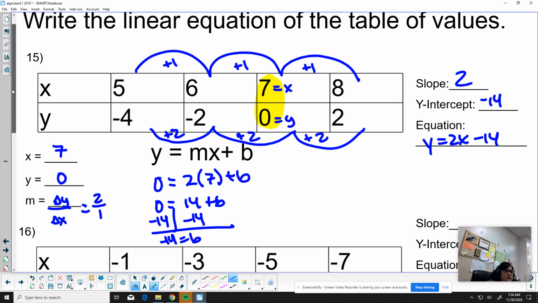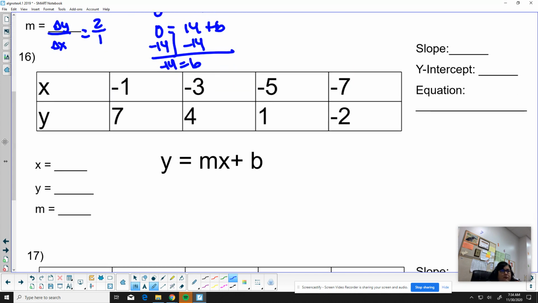So press pause and you try the second one. See if you can come up with it. First, start with your slope, change in y over change in x. Then take one of the numbers or one of the points. Looks like they've all got negatives in them, so you're stuck with a negative. Just pick one and plug them in and see what you come up with.